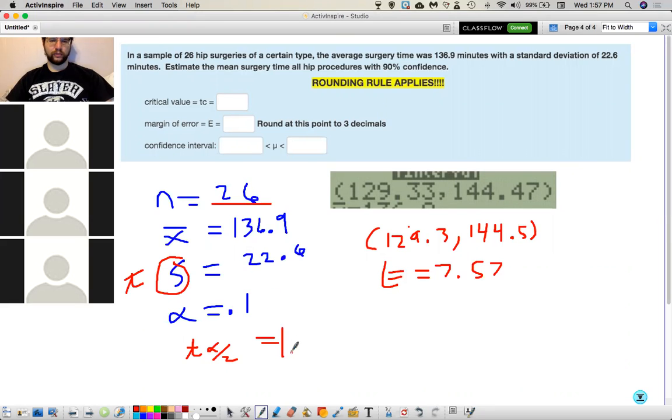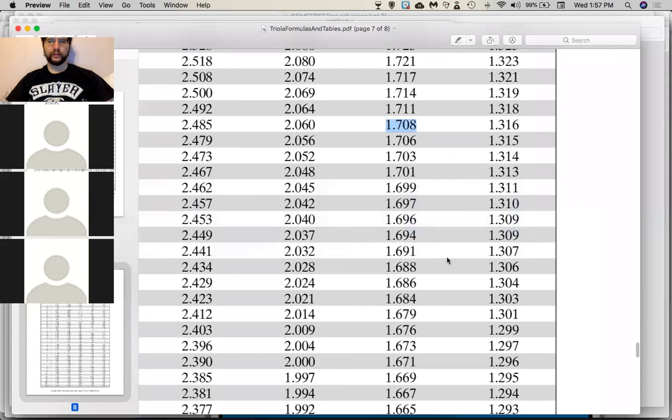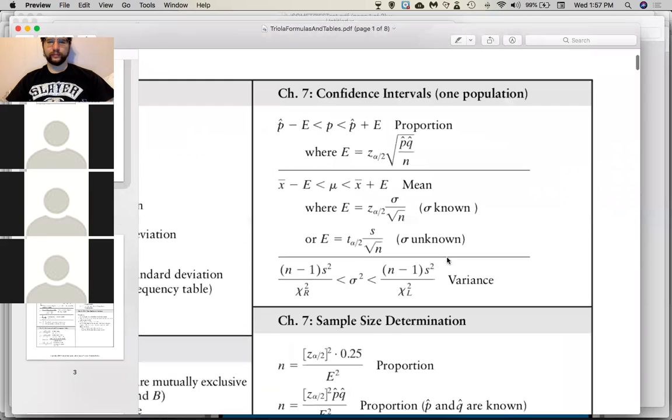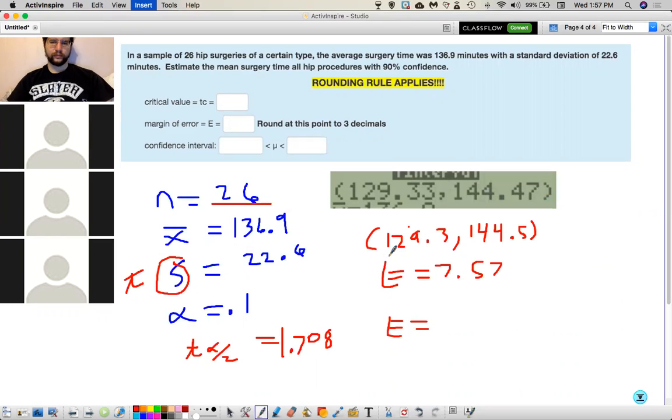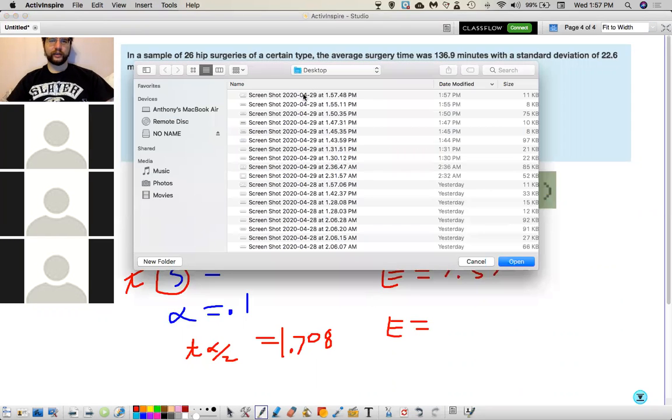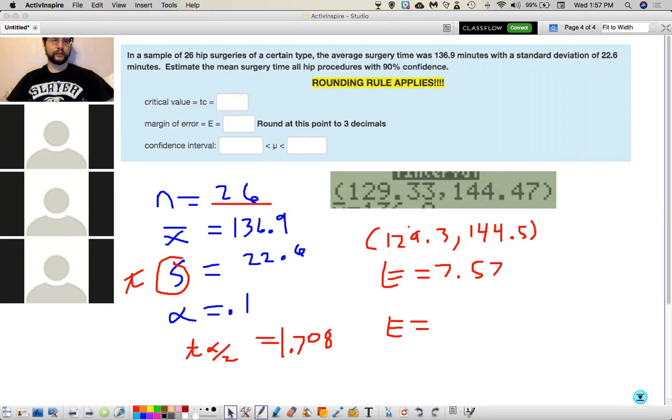So that's 1.708. And that's the first step if you're doing it by hand or you don't have a TI. So once you get this, you can calculate your error with the error formula, which is also on your formula sheet. You look up top here, right here. Error is this. So that's how you do it. TI users, non-TI users, your first step is their last step.